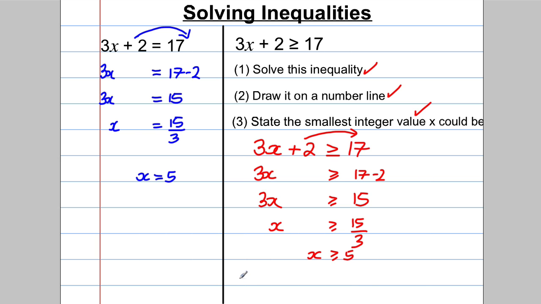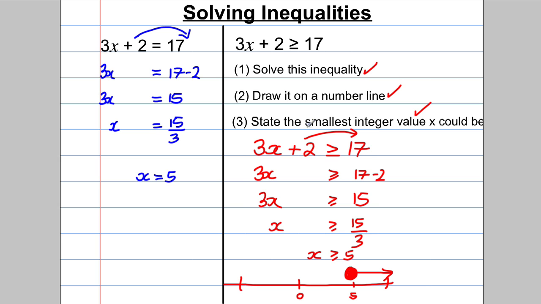Now they might ask you to draw this. Well, they'll give you a number line. Say that was 0 and that was 5 here. You will draw a circle, you colour it in because it can equal, and you're looking for to the right of that. So you would just draw that on the diagram they gave you.